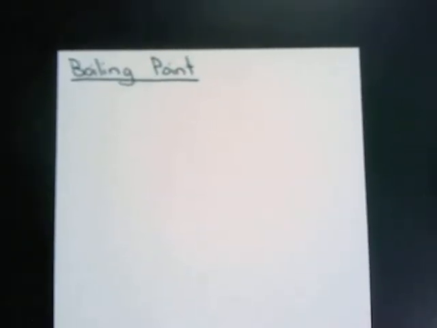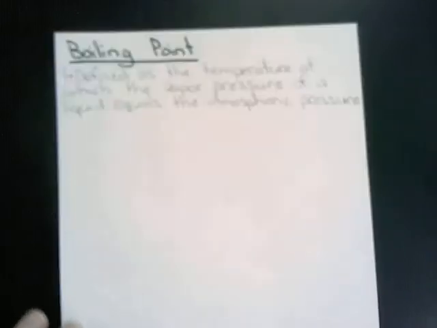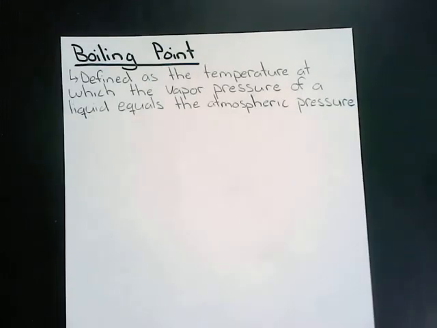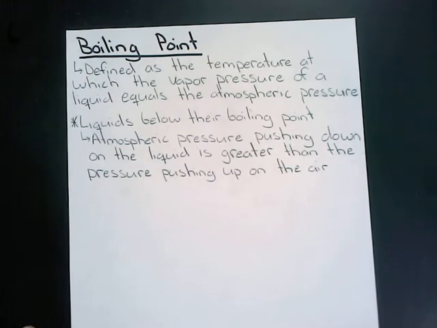So the boiling point is defined as the temperature at which the vapor pressure of a liquid equals the atmospheric pressure. Now, we need to talk about two scenarios. The first scenario is liquids below their boiling point. So what is happening here is that the atmospheric pressure pushing down on the liquid is greater than the pressure that is pushing up on the air from that liquid. And as a result, the vapor pressure is less than the atmospheric pressure.